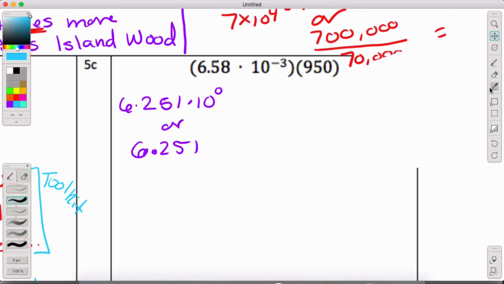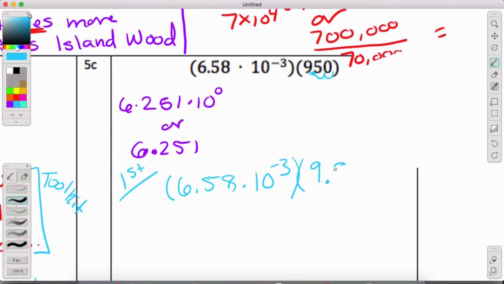5C. So 5C, instead of dividing, we are multiplying. So there's one way of doing it. First, what you could do is put both of these into scientific form. So let's do that. I'm going to rewrite 6.58 times 10 to the negative 3 times, putting this into scientific form, move this decimal over, creating a d value that's less than 10 but equal or greater than 1, 9.5 times 10 to the second power.